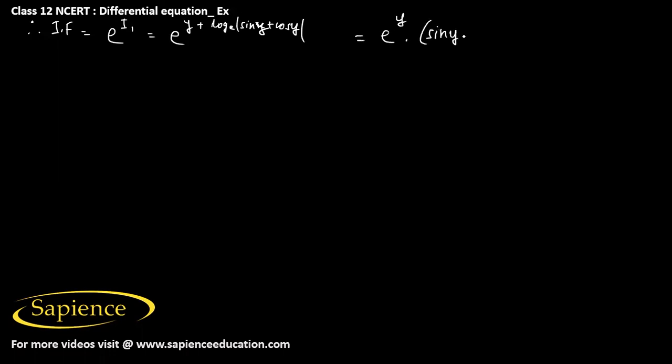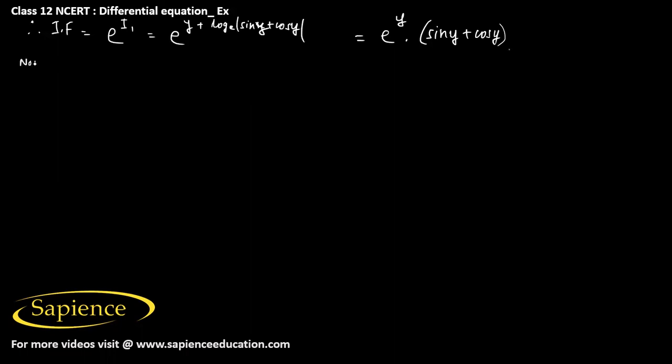Therefore, the integrating factor will be e power I1, which is e power y plus log base e mod of sin y plus cos y. So this can be written as e power y into sin y plus cos y. This is the integrating factor.